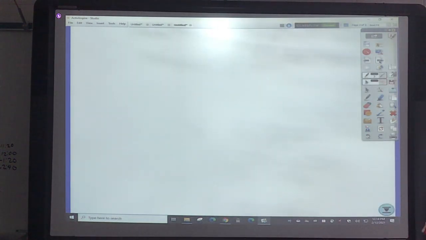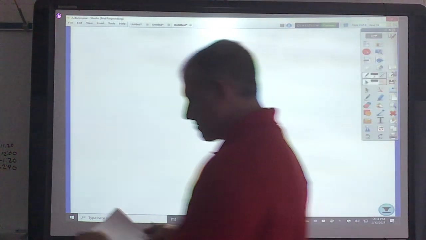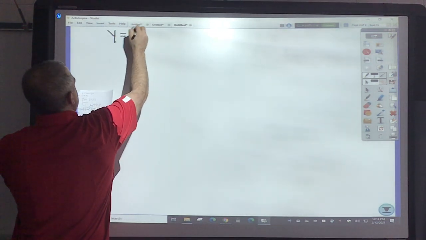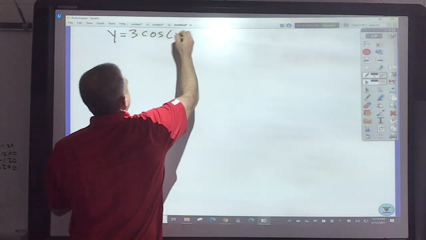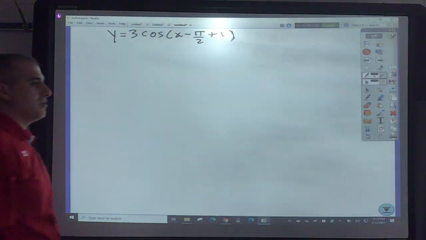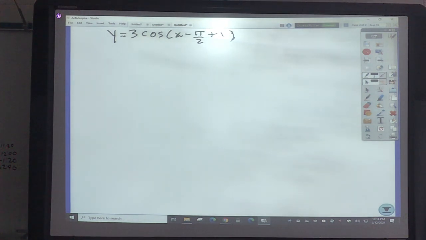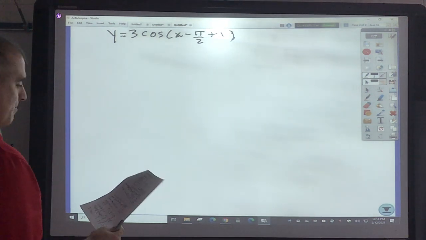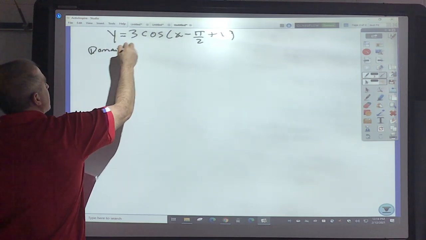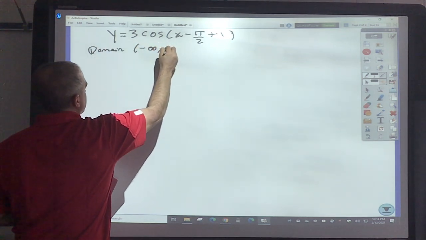Let's do a couple of examples together. I'll do the cosine example first. Let's do y equals 3 cosine of x minus pi over 2, plus 1. So let's talk about the domain and range. The domain is very easy. I automatically know that it will be negative infinity to infinity.